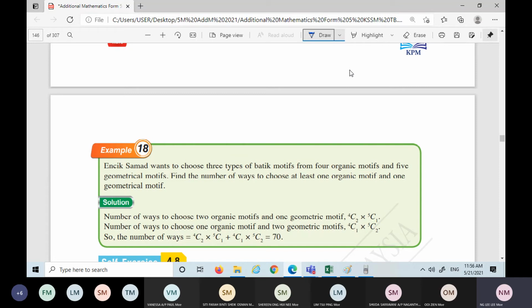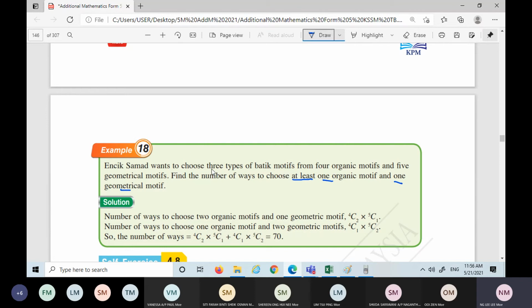So you must have at least 1. If it is not at least 1, it means you may not choose one of these at all. Let's say if you don't have these conditions, you can choose all three from geometrical, or all three from organic, with no need to choose the other motif at all. But here you have to follow this condition: at least 1 organic and 1 geometrical.